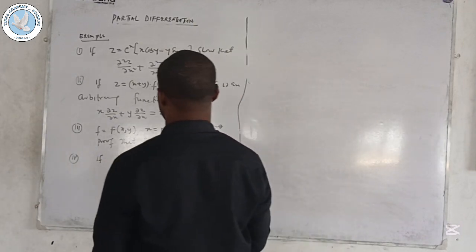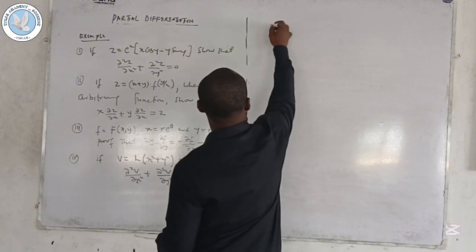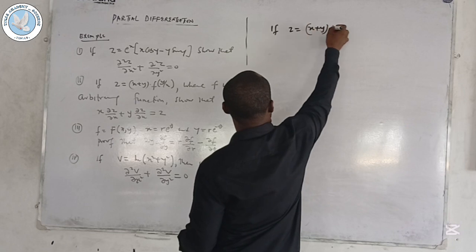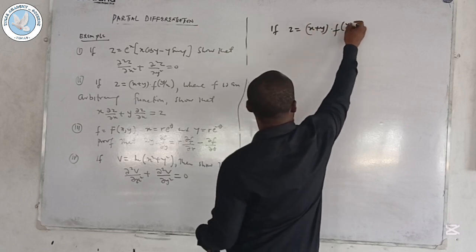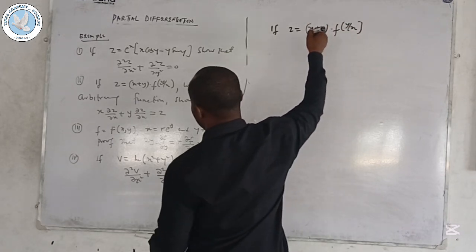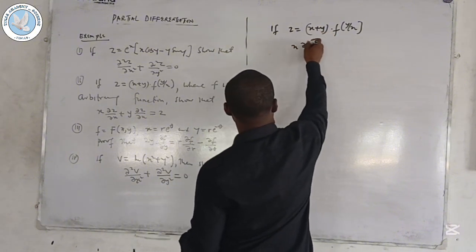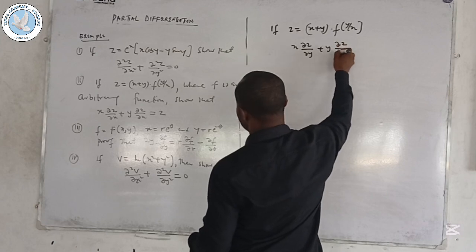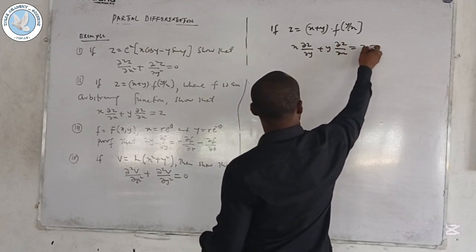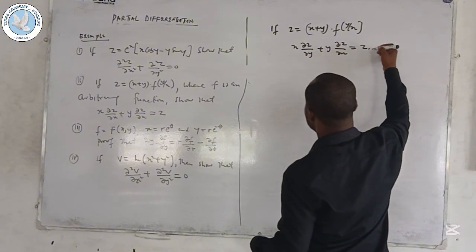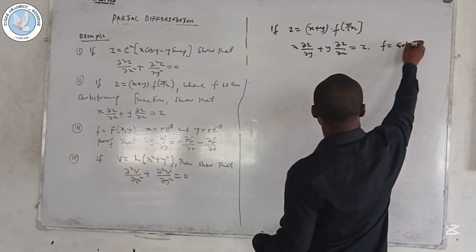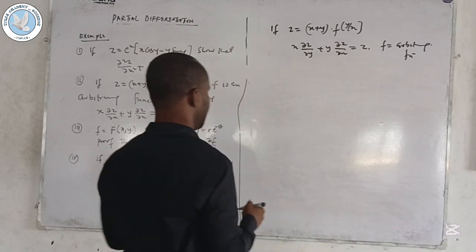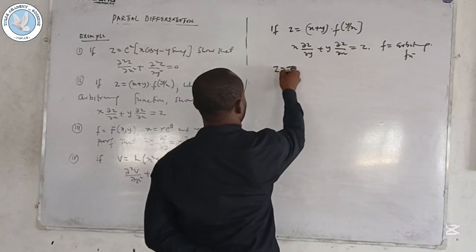We are having that if z is this, we should show that this plus this equals to this. And the hint is that f is an arbitrary function. So at this point, we will write this out.